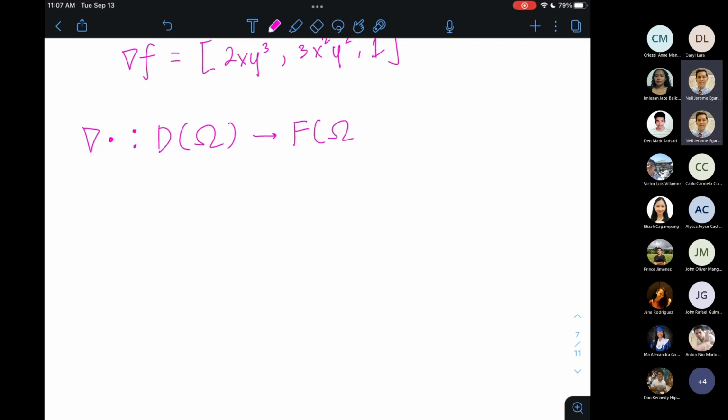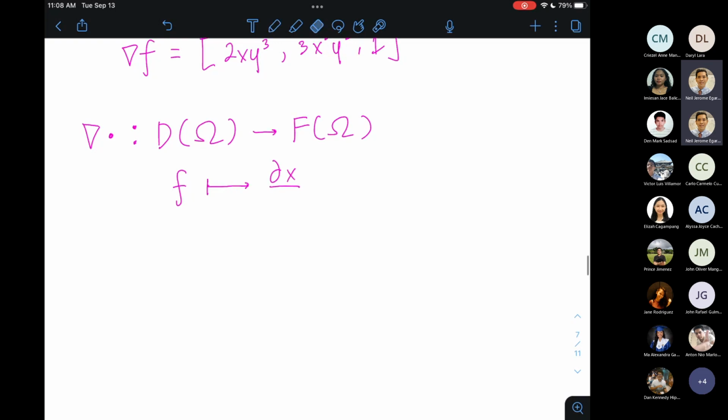So siguro sulat natin f of omega. Function of 3 variables din. Tapos ganito nag-work yung math. Pag binigyan ako ng isang function f, differentiable function f of 3 variables, ang image niya under nabla dot ay partial of f with respect to x plus partial of f with respect to y plus partial of f with respect to z. What do we call this map? Tandaan niyo ba from calculus?